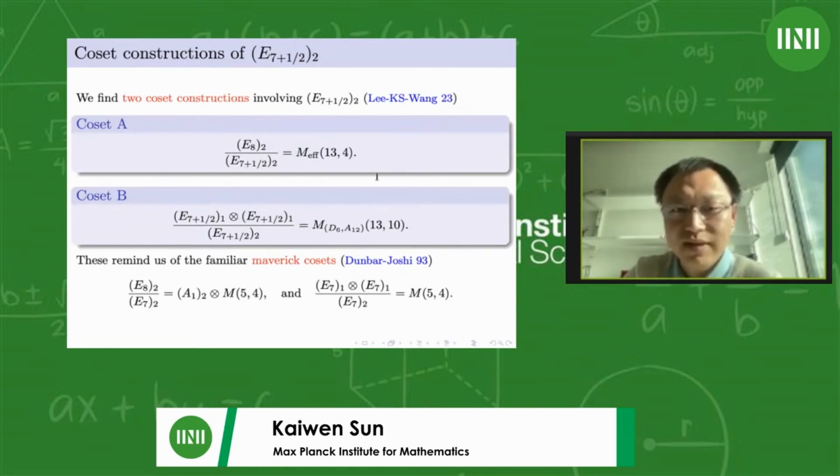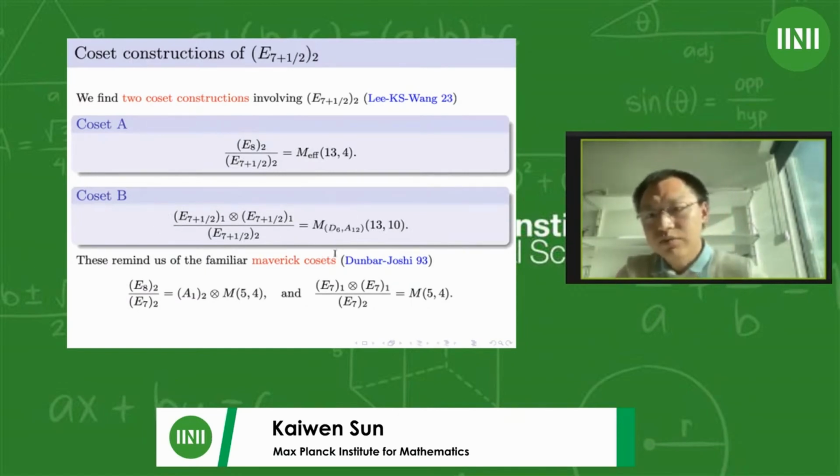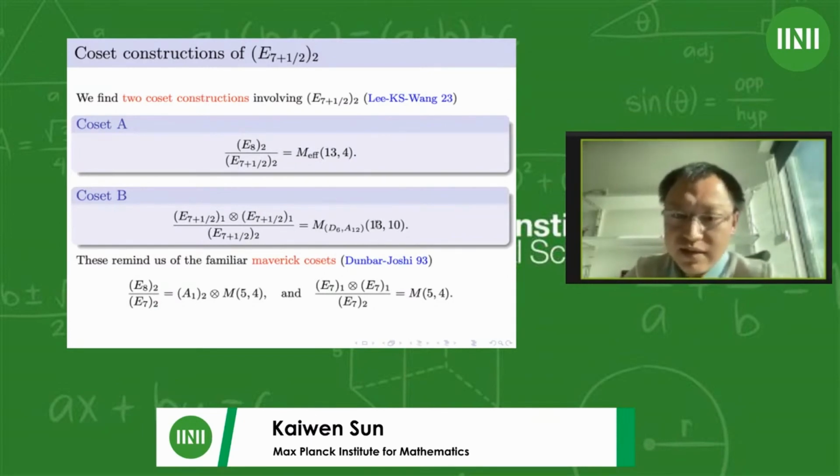So for example, we actually found 2 cosets. These cosets are related to the so-called D6, A12 non-diagonal modular invariants of M13,10. And these are very similar to the previously known so-called Maverick cosets found in the 90s. For example, for E7, you can have this kind of coset. So this is actually a very big surprise for the VOA mathematicians. It's E7.5 level 2.